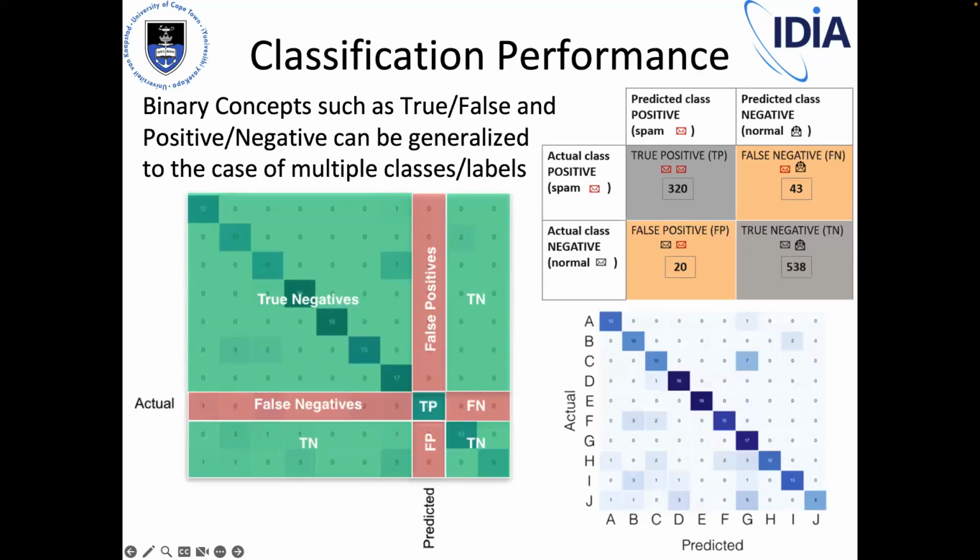The classification performance, for binary concepts, can be explained as true or false, or positive and negative. It can also be generalized to the case of multiple classes and labels. This is an illustration of what happens when you have 10 classes or so, and you can clearly see that the true positives are the ones that stay along the diagonal, as I showed you earlier. And then the other ones are false positives, false negatives, true negatives, and so on and so forth.